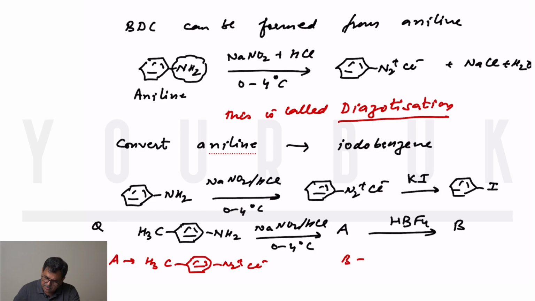Now B is another diazonium salt in which the anionic part is BF4 negative. You won't get fluorobenzene because we are not heating in the second step. So the structure of B is this, N2 plus and BF4 minus. So you read the conditions very carefully, whether we are heating the diazonium salt or not heating the diazonium salt.